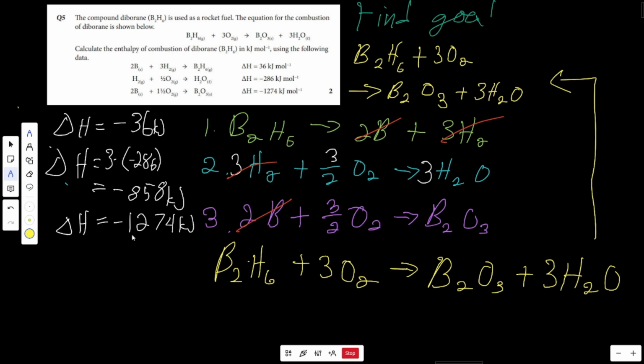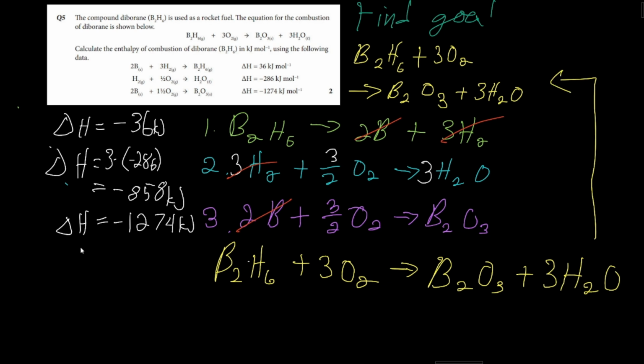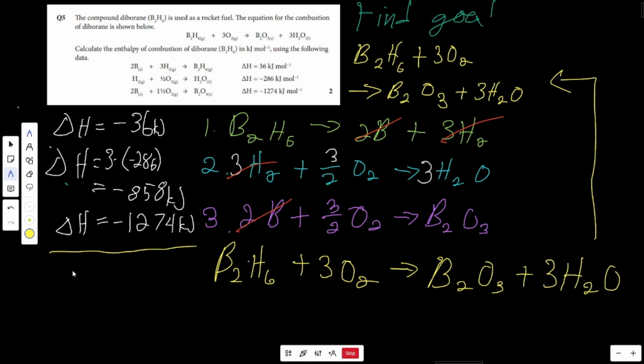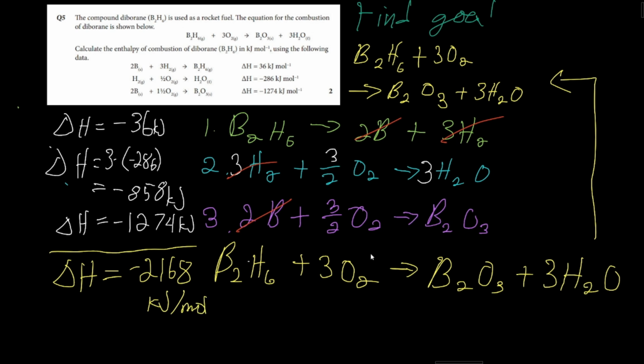So now what do we do? Well, all we have to do is just add everything up. And when we add everything up, we should have a final enthalpy of combustion, which is negative 2168 kilojoules per mole. And that is how we use or apply Hess's law to get the enthalpy of multi-step reactions. So again, what do we do to solve Hess law problems?